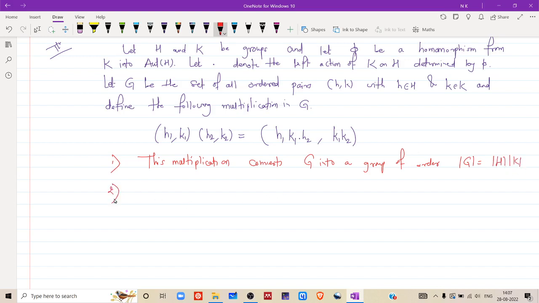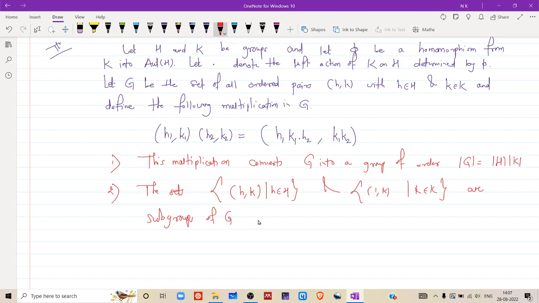Secondly, we have to prove this part. There are two sets given. The first set is the set of all ordered pairs (h, 1) where h belongs to H, and the second set is the set of all ordered pairs (1, k) where 1 is the identity element of H and k belongs to capital K. These are subgroups of G.